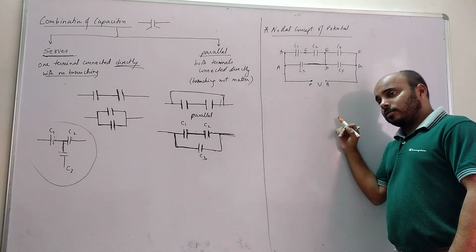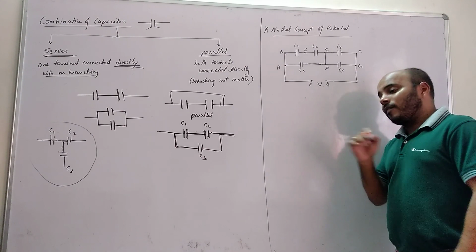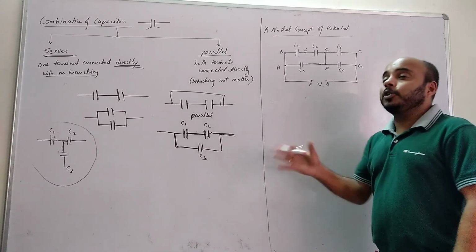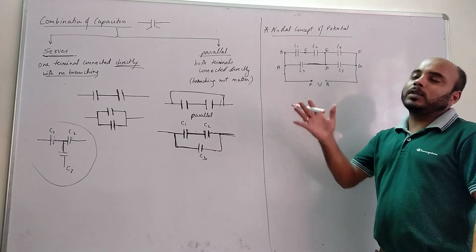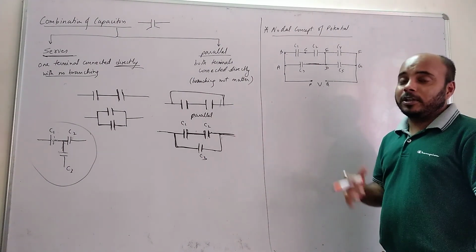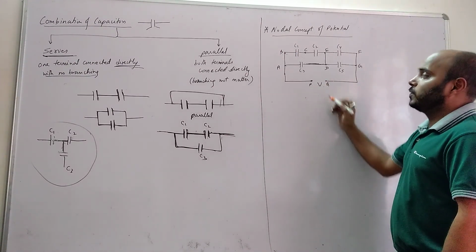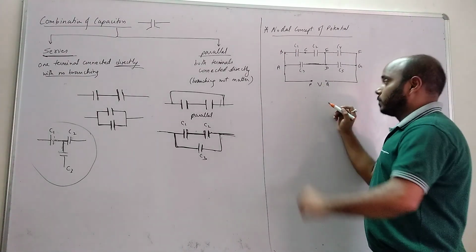Now when you do numericals, if you have a battery or a cell and any arm has a capacitor, we can remove that arm because the current will not go to that arm, since the capacitor offers infinite resistance. That's why we show it like this. The potential is V. Now check out the nodal concept.